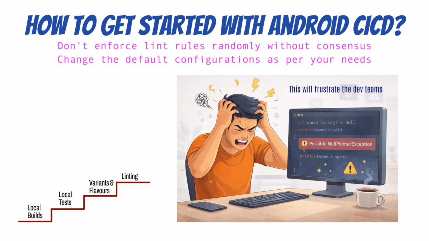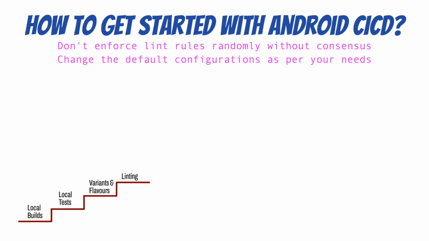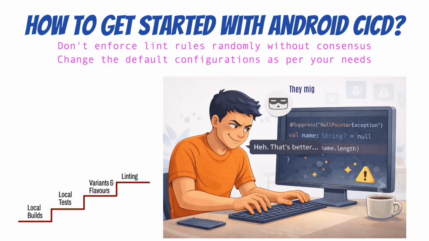So run lint on your key variants, usually debug. If you use ktlint or detekt, good, just keep it manageable. Don't keep too many gates, because if you do that, people will start bypassing the gates.